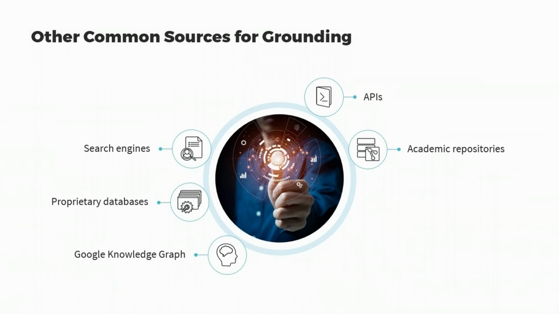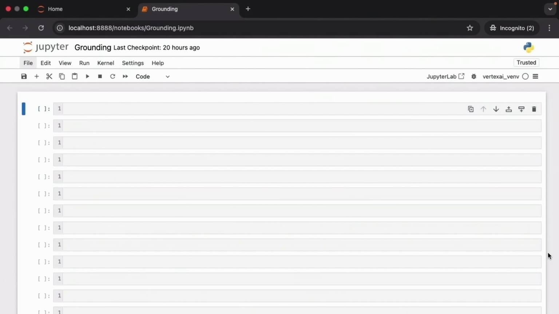Another useful source is for personalized applications. You can ground with customer data systems such as CRM systems or customer data platforms that help tailor responses to individual user profiles or histories. In this demo, we'll see how you can ground the responses that you get from Gemini models.